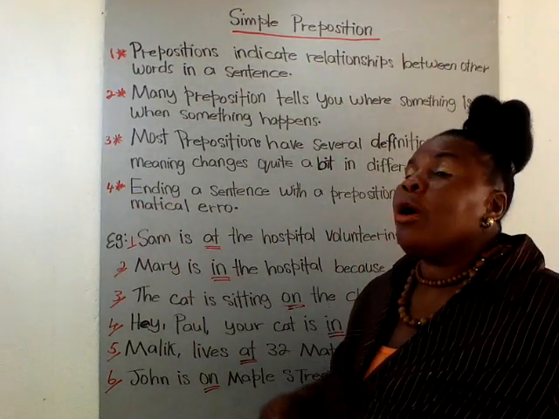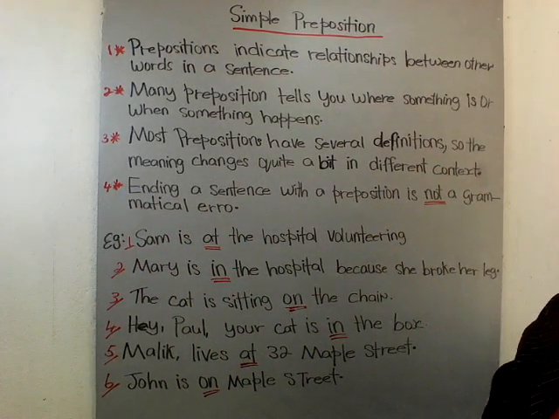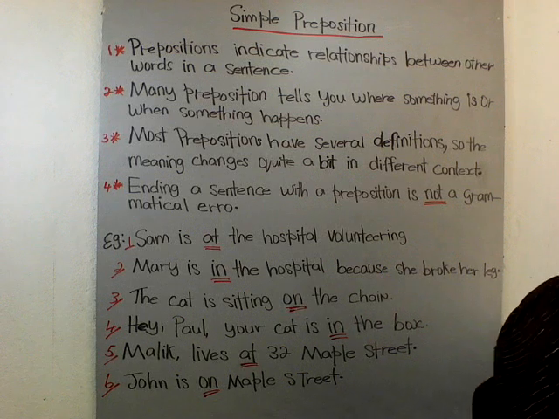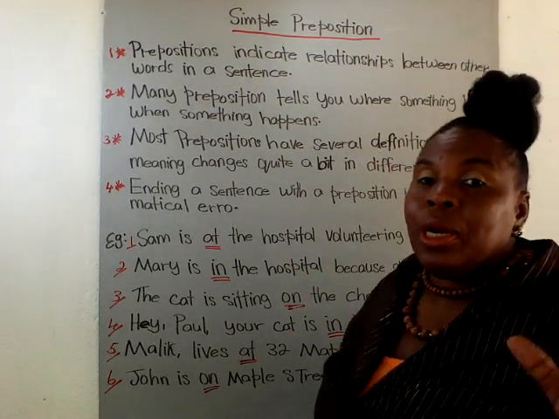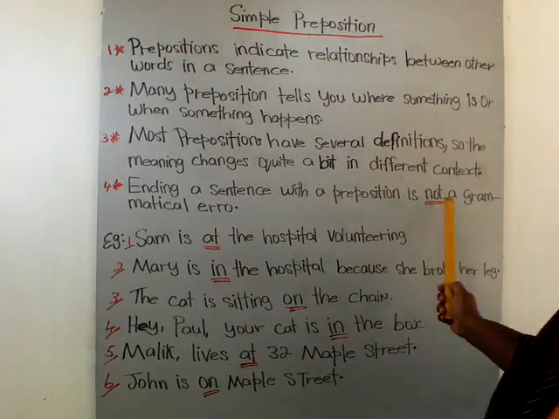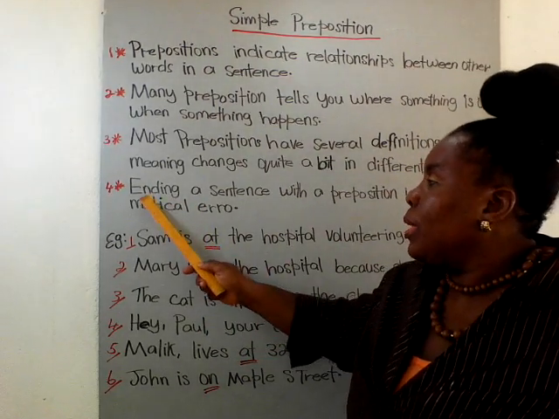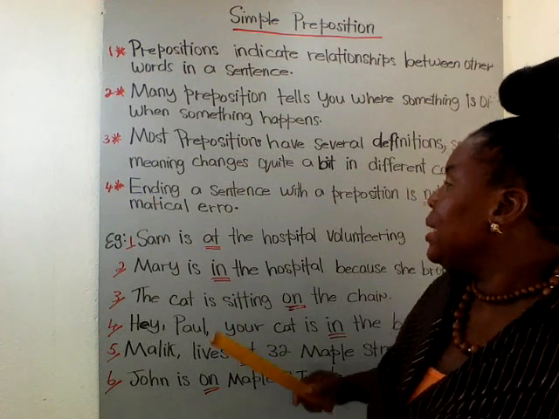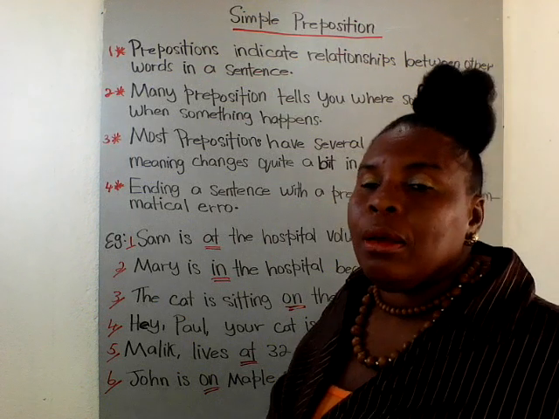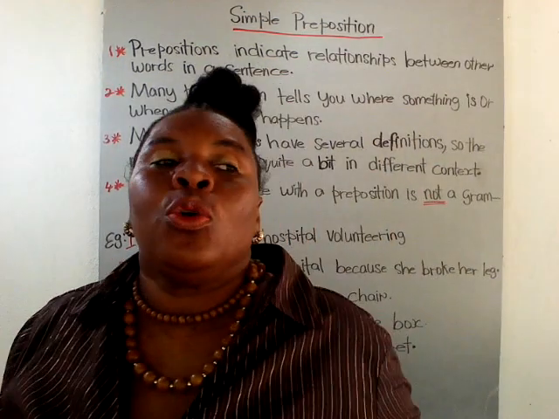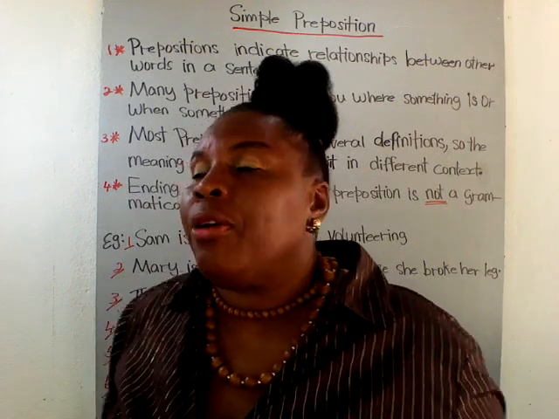Now, number 4. Ending a sentence with a preposition is not a grammatical error. So please remember that one. If you don't remember anything, remember this one. I underlined "not" for you; I should have used uppercase. Anyway, ending a sentence with a preposition is not a grammatical error. So that means you can use one at the end of the sentence.